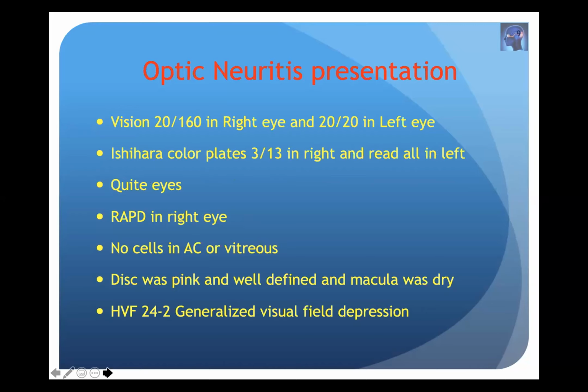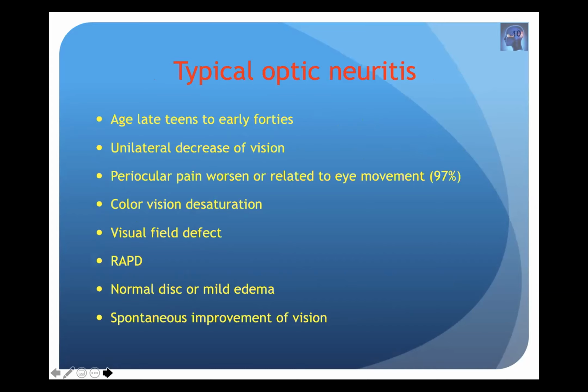Both eyes were quiet. There was a relative afferent pupillary defect in right eye. There were no cells in AC or vitreous. On fundus examination, disc was pink and well-defined, and macula was dry. Her visual field 24-2 showed generalized or diffuse field loss. This is a very classical description of typical optic neuritis.